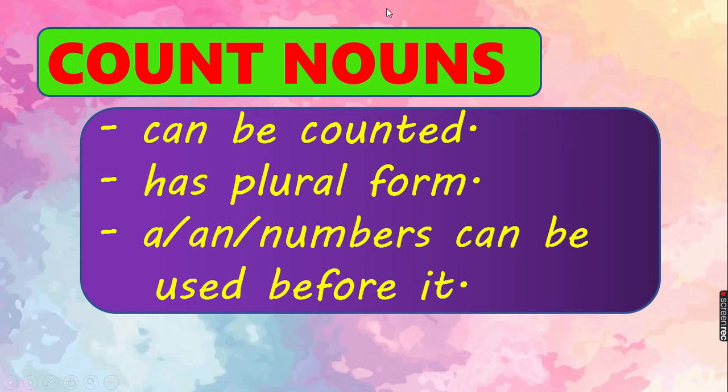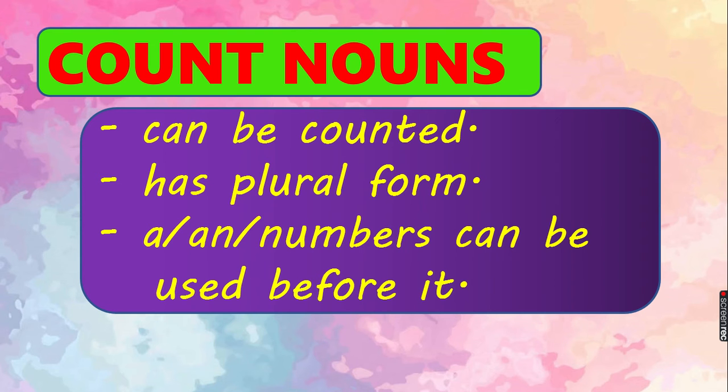We can count them like 1, 2, 3, 4, 5, 6. And these count nouns have a plural form wherein we have to add s or es. Sometimes we change y to ies. Sometimes we change f and fe to ves. Sometimes we change the whole spelling, like in the word child, in children. And sometimes we don't change the spelling at all, just like in the word deer, whose plural form is deer. And for count nouns, we also use the articles a and an.